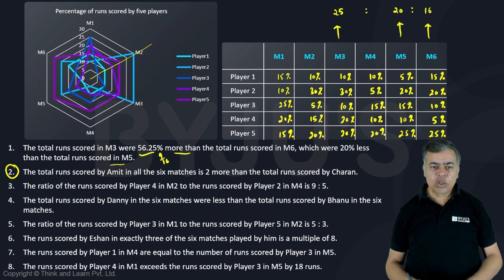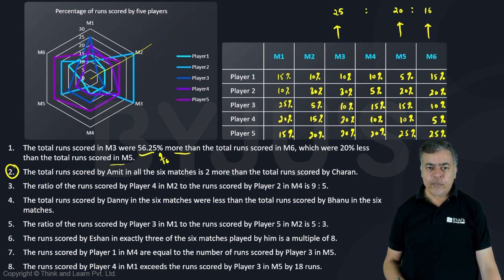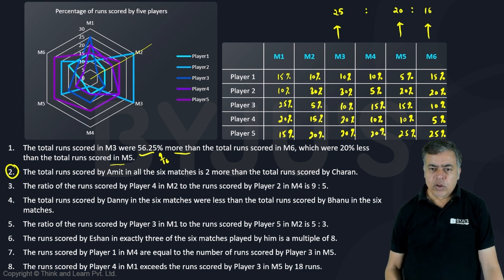The ratio of the runs scored by player 4 in M2, player 4 in M2, okay, is to the runs scored by player 2 in M4. Player 2 in M4. Right, this is 9:5.